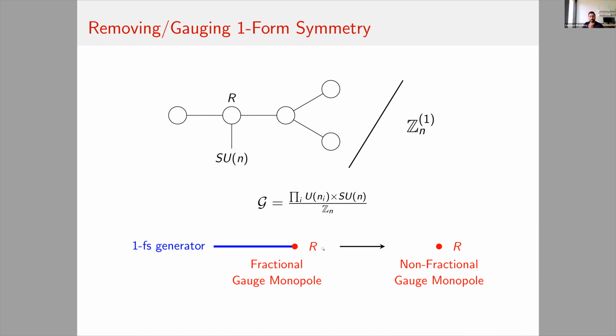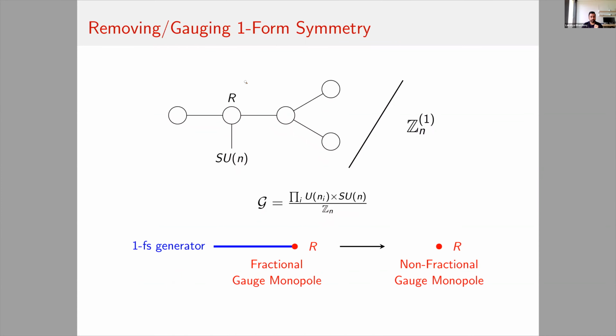So just from these simple arguments, we have deduced the existence of non-fractional gauge monopole operators in this theory which carry this representation, in such a theory where I have a special unitary node and I remove the associated one-form symmetry. Okay, so now this is going to modify the Coulomb branch flavor group. So what is the modification?